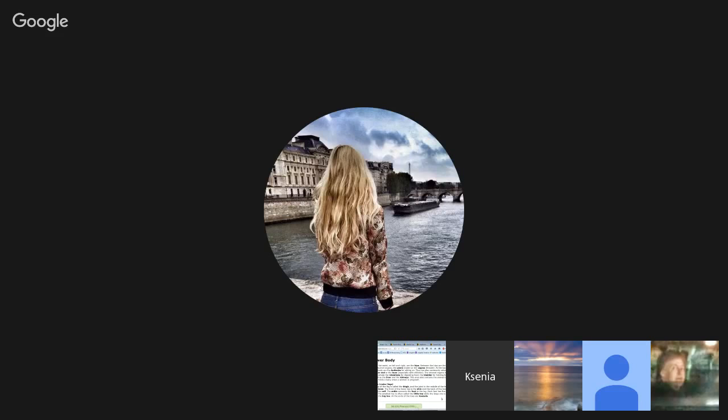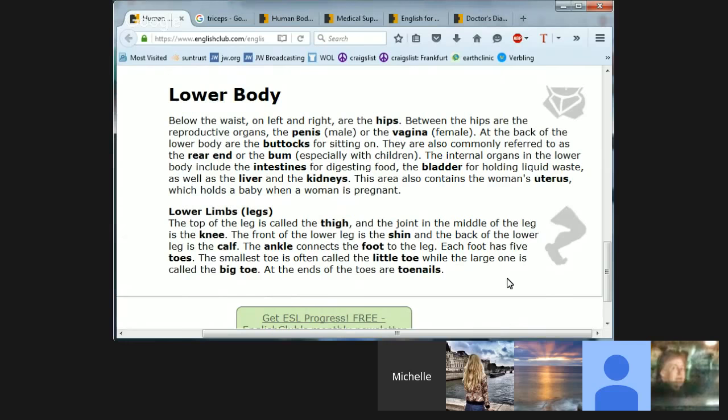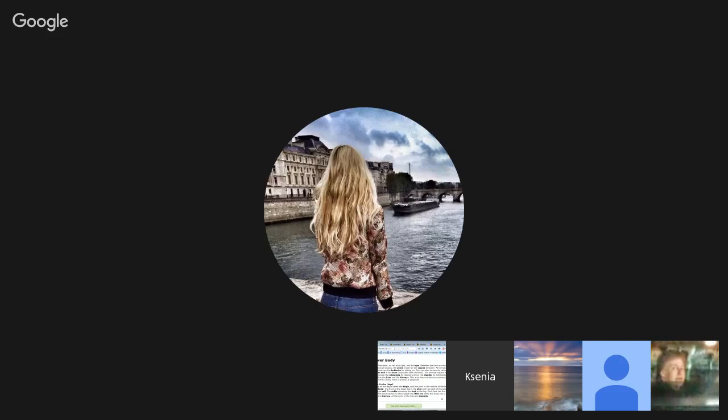The internal organs in the lower body include the intestines for digesting food and bladder for holding liquid waste, as well as the liver and the kidneys. This area also contains the woman's uterus, which holds a baby when a woman is pregnant.